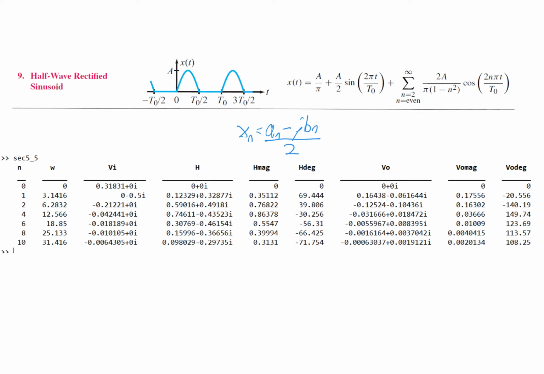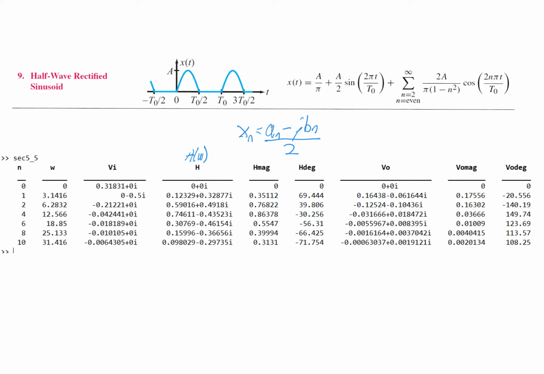And then for each of the relevant omegas, which correspond to each of the n's that are present in the input signal, we calculate the value of H that we had on the previous slide. So we have H of omega. It is a complex number shown in this column in polar form, and it's also useful to see it in magnitude-phase form. So we give it here as magnitude and degrees.